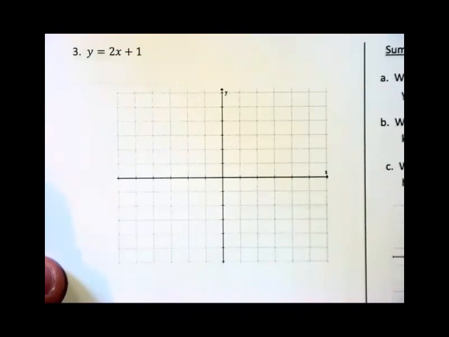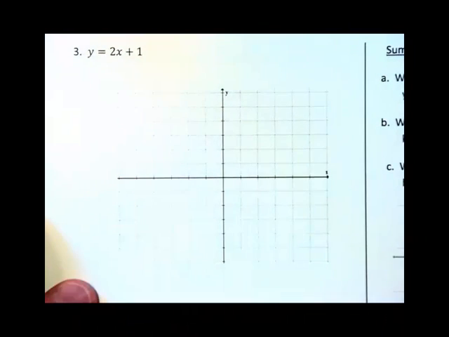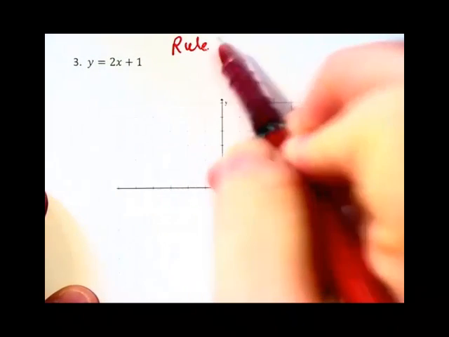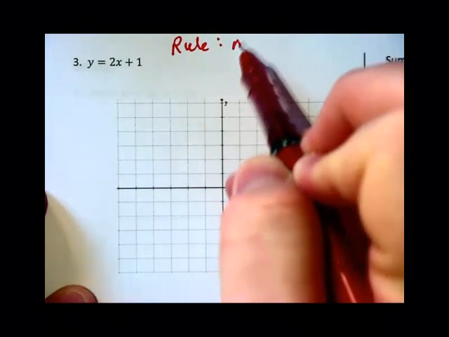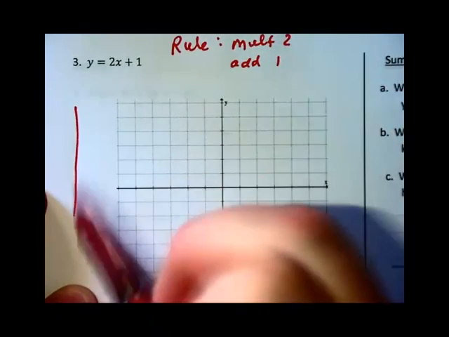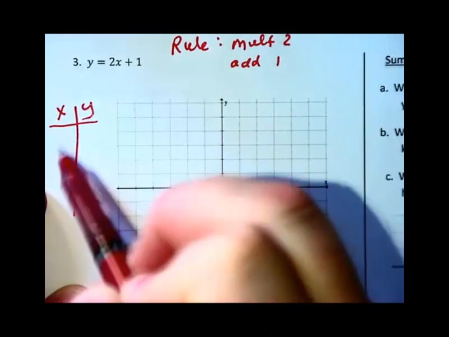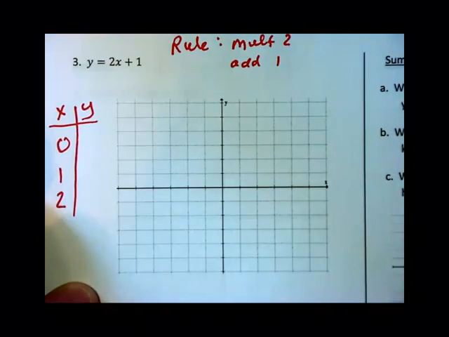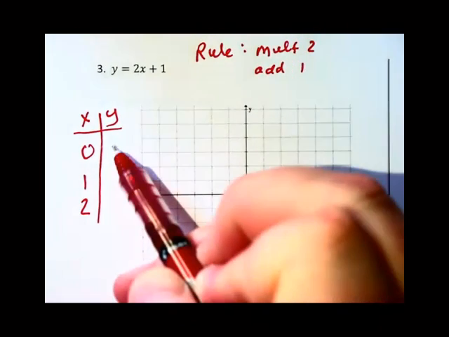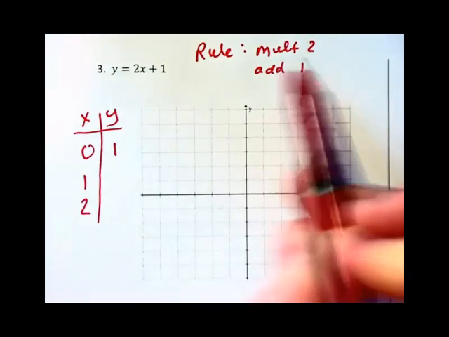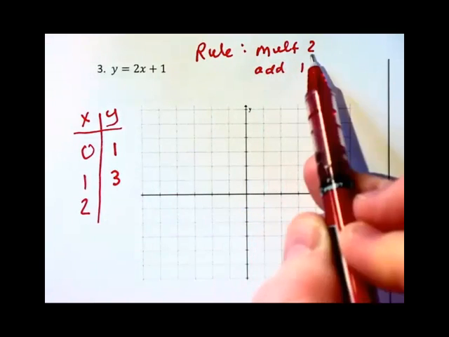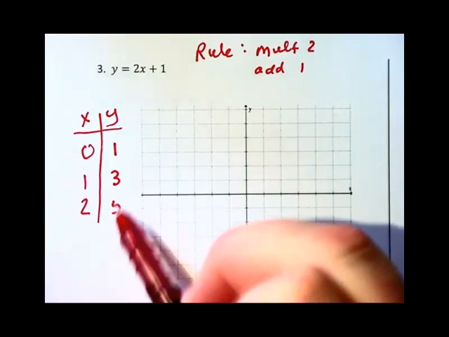Practice is really important in this section. Here we go with our equation, y equals 2x plus 1. The rule here is going to be take our x, multiply it by 2 for starters, and then add 1. And so let's use these same easy inputs of 0, 1, and 2. 0, when we multiply it by 2, we get 0. We add 1 to get 1. 1 multiplied by 2 is 2. Adding 1, we get 3. 2 multiplied by 2 is 4. We add 1 and we get 5.